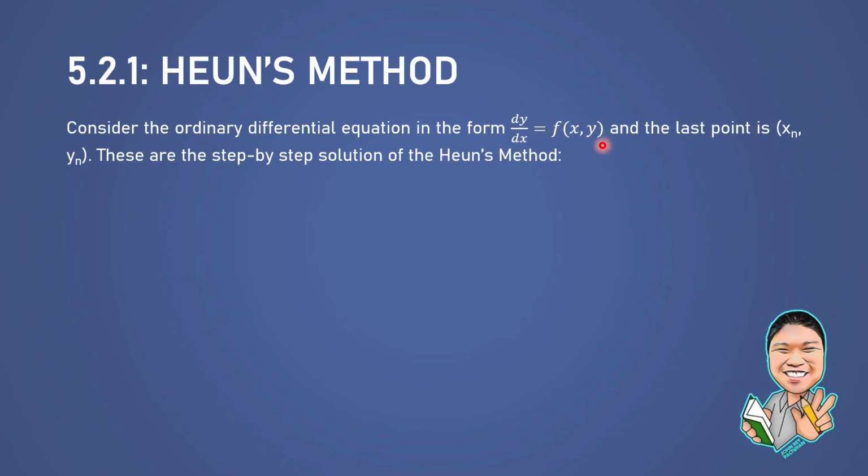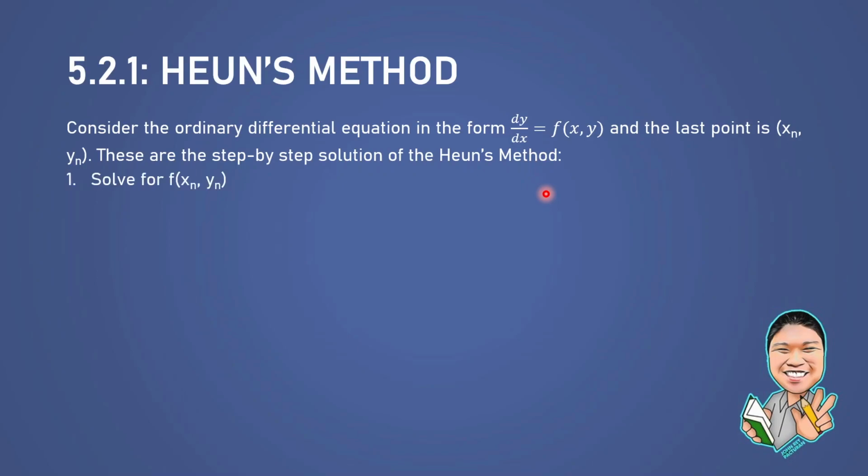So, for Heun's method class, i-consider ulit natin yung ordinary differential equation in the form dy over dx is equal to f of xy. So, ito lang talaga yung i-consider natin dyan. And the last known point is x sub n, y sub n. So, these are the step-by-step solution of Heun's method.